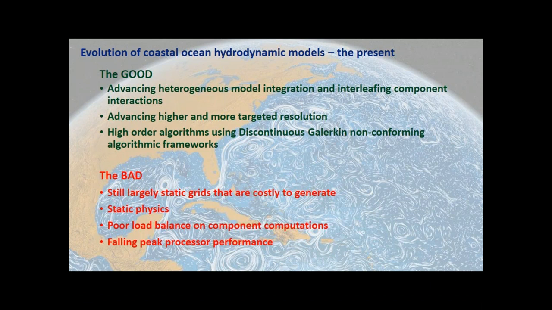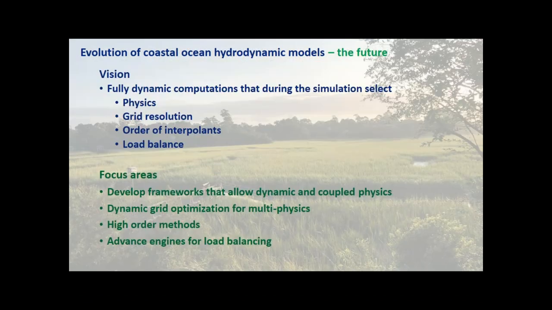What I didn't talk about is our high-order algorithms. With discontinuous Galerkin, we're generating a whole new family of codes. The bad is that the grids at this point are still largely static and costly to generate, although Ocean Mesh 2D has made a huge difference there. The physics is static, where we have to predetermine it. We're still not doing as well in what I've told you so far in the load balancing. And a general problem that faces us all is that our peak processor performance is getting smaller and smaller on today's generation of computers. So we're not pulling out as much as we can from the codes and from the chips.